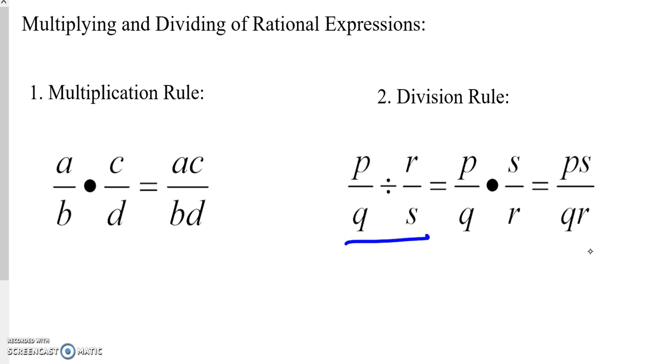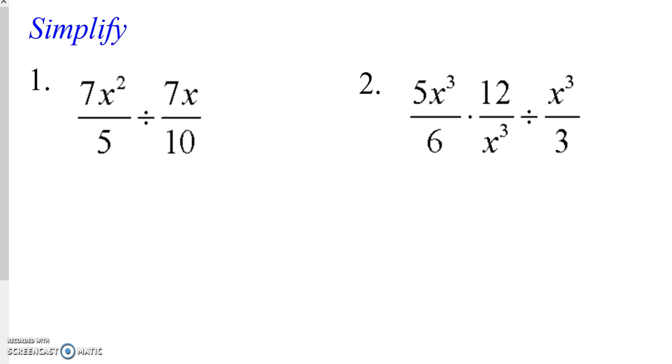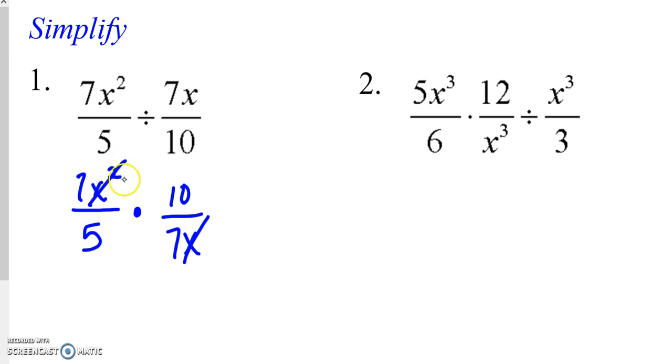So let's take a look. We're only going to do a couple examples, and then I think you could go on by yourself. So if I look here, I get 7x squared over 5. I keep the first fraction exactly, I change the sign, and I do the reciprocal. At this point, I'm going to look to cancel instead of multiplying across. For example, I have an x here and an x here, leaving me an x. I have a 5 here and a 5 here that I take out, leaving me a 2. So my top's going to be 14x.